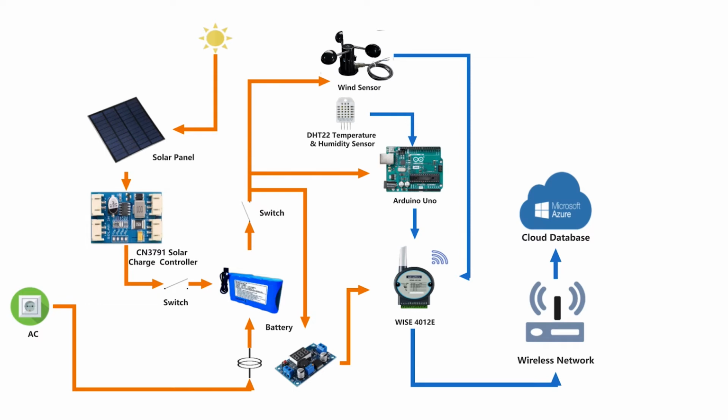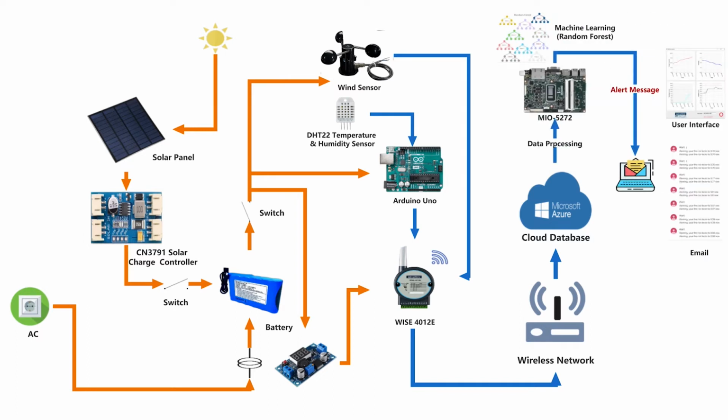The raw data will be collected by the sensors and then transmitted to the WISE wirelessly and stored in the cloud database. This data will be processed in MIO to realize the machine learning via random queries. Finally, users will receive an alert message by email.